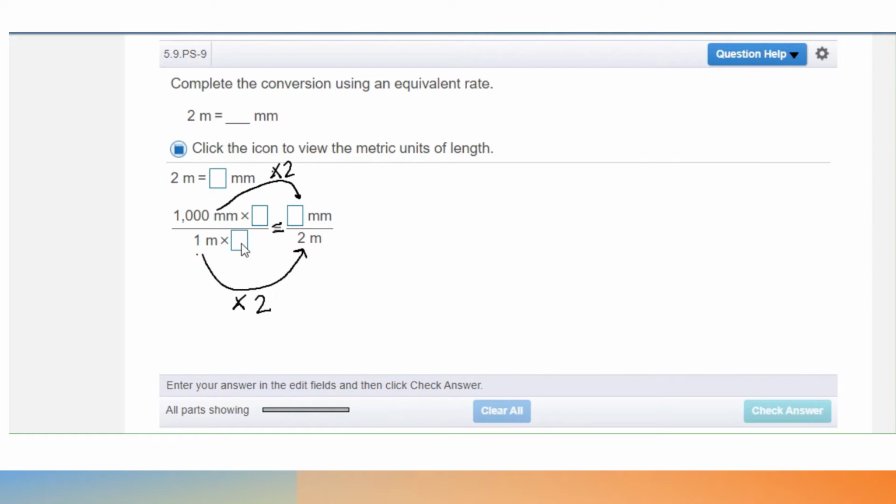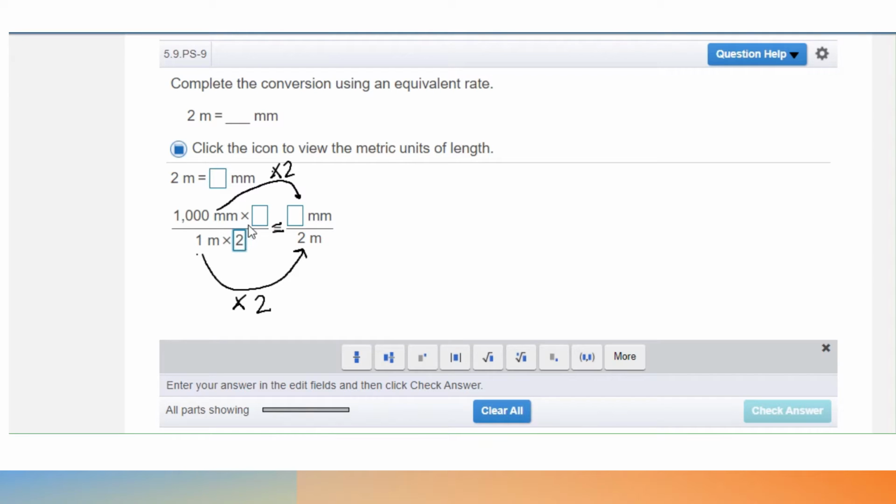So 1 meter 2 times is going to give us 2 meters. And since we multiplied the denominator by 2, we need to multiply the numerator by 2. Now for our numerator, we have 1,000 millimeters. 2 times is going to give us 2,000 millimeters. So we can say for every 2 meters, there are 2,000 millimeters. So in this case, our numerator is our answer.